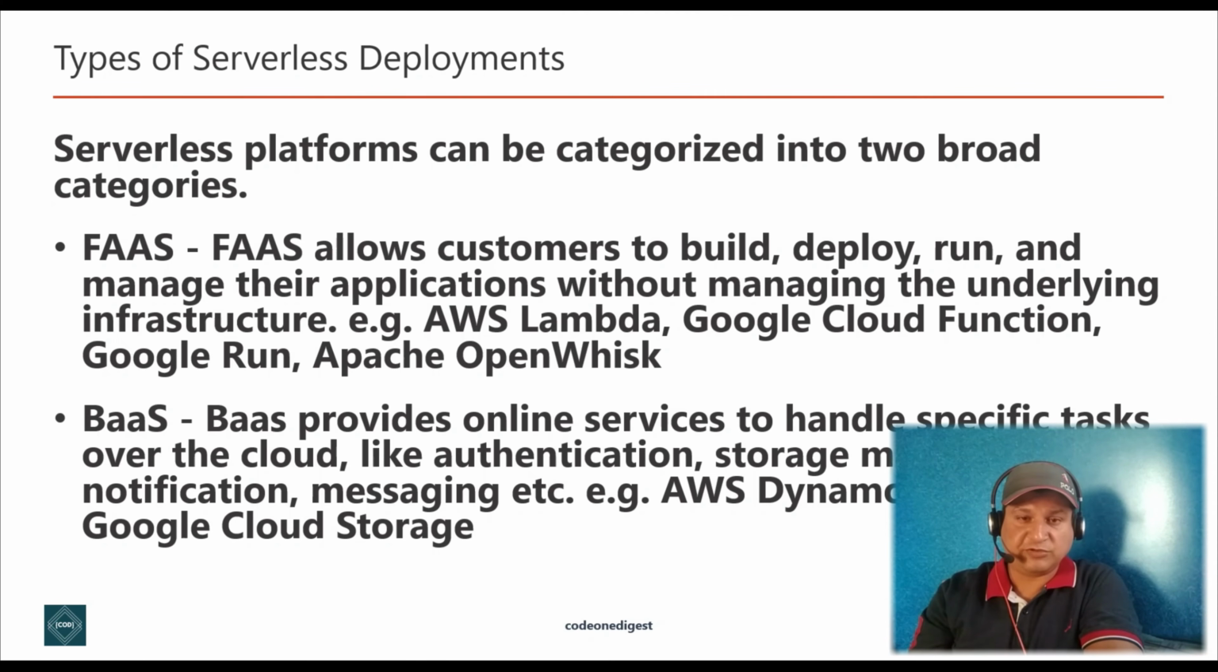All serverless computation-oriented services come under the function as a service category. That is AWS Lambda, Google Cloud Functions, Google Cloud Run, Apache OpenWhisk, etc. While the rest of the serverless services can be categorized as backend as a service. Example, serverless storage like AWS DynamoDB, AWS S3 bucket, Google Cloud Storage, etc. Then serverless workflows, example, AWS Step Functions, serverless messaging like AWS SNS, AWS SQS, or Google PubSub, etc.